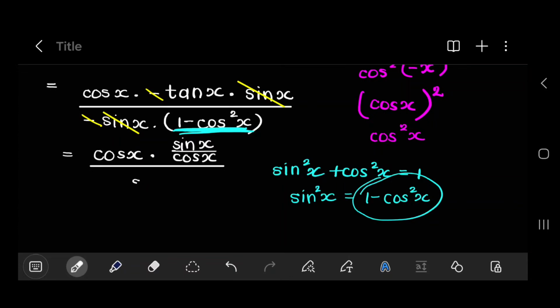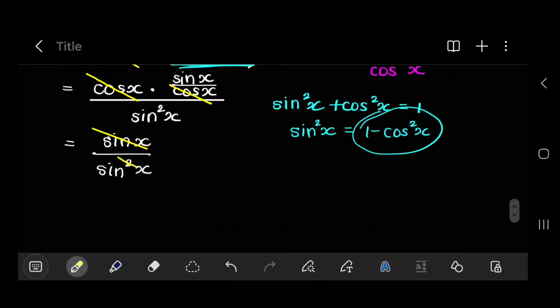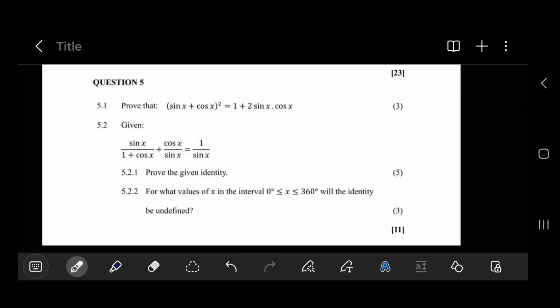So at the bottom, we've got sine squared x. Now at the moment, we notice that the cos x and the cos x cancel out. Sine will also cancel out, but I'm just going to show it to you a bit different. If we now write out what we're left with, in the numerator, we have sine x. In the denominator, we've got sine squared x. Now, the sine x in the numerator cancels out with one of the sine from the denominator. So what we're left with is 1 over sine x. And since that cannot be further simplified, that is your final answer. So we are done with question 4.